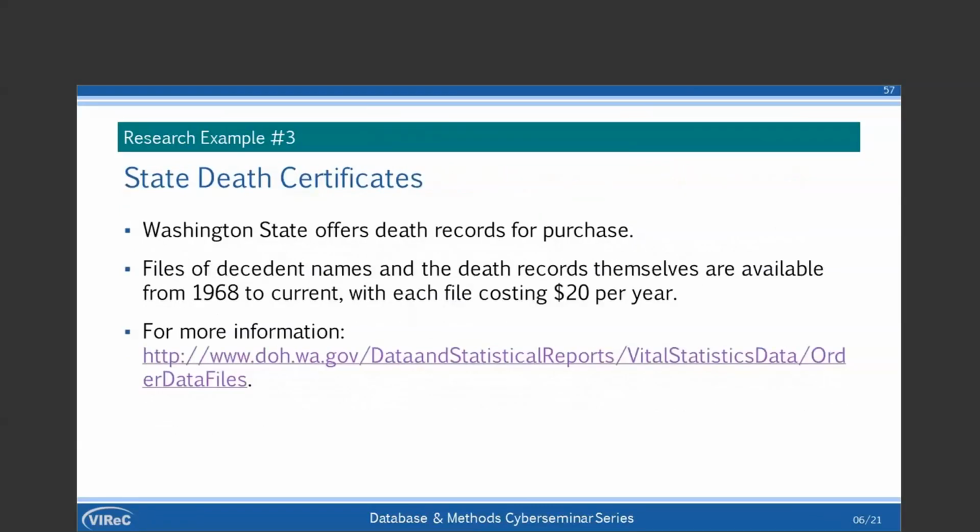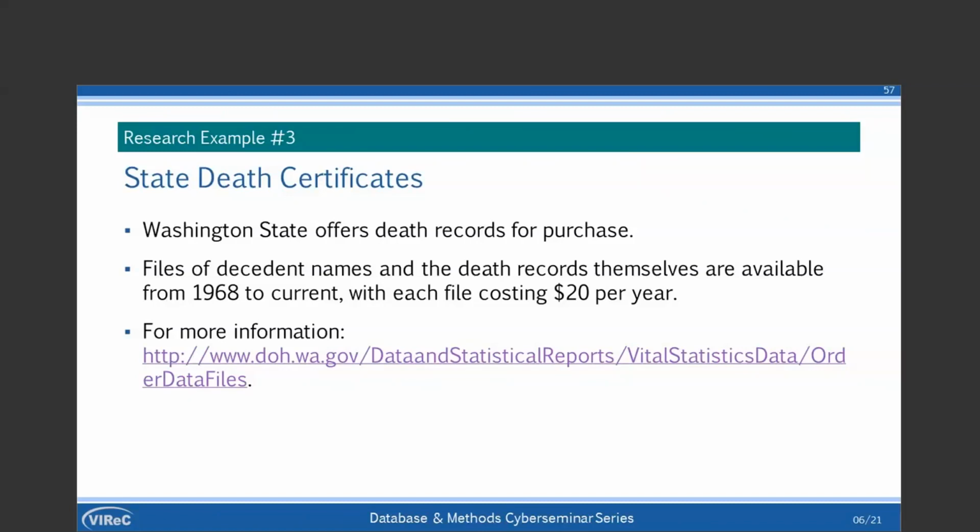And again, here's a third example of using Washington State death certificates. Washington State is unusual in that it actually has death records available for purchase, and it completes the whole death record, $20 per year. You have to sign a data use agreement. I think right now the Department of Health in Washington State has been on hold in terms of releasing these death records, but I imagine they'll be back in business fairly soon.